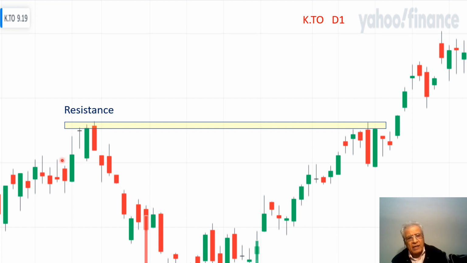Now, there is another possibility that when it comes here, the trend goes range bound or into consolidation, and you don't know what to do. Sometimes when it goes into consolidation, it retests the resistance level and may go up or may even come down.